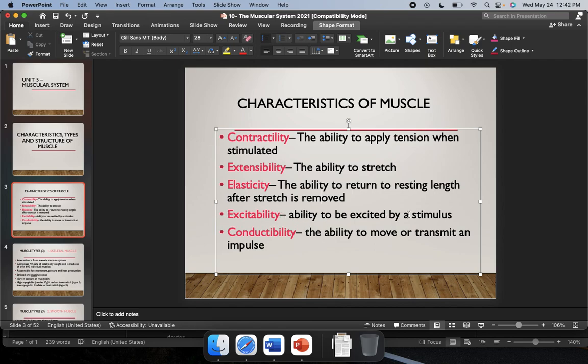So it needs to be excited by a stimulus. At a neuromuscular junction, when a nerve releases a neurotransmitter onto that muscle, the muscle needs to be able to be excited by that neurotransmitter and thus cause a contraction. And finally, that stimulus needs to be conductible, so the ability to move or transmit an impulse. Each of these characteristics might be interrelated. However, they are each distinguishable and important characteristics of every muscle that we have.